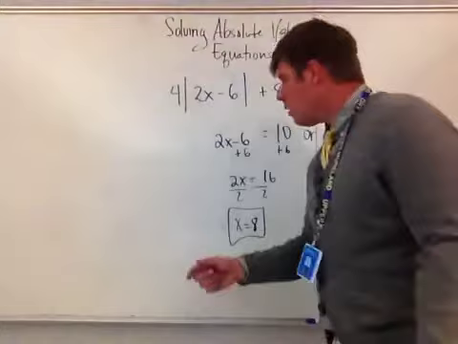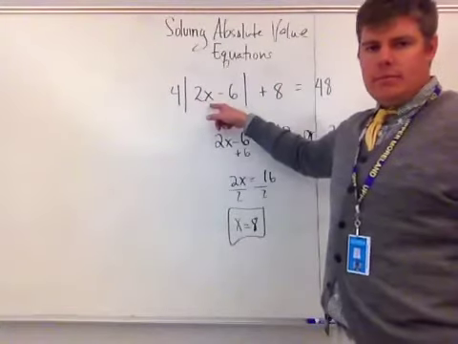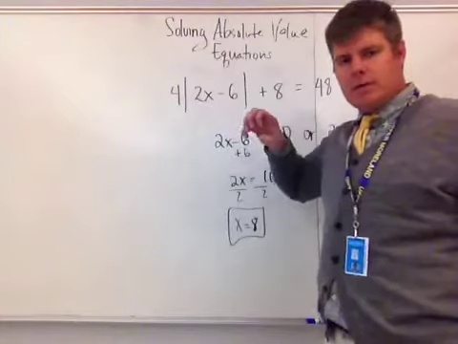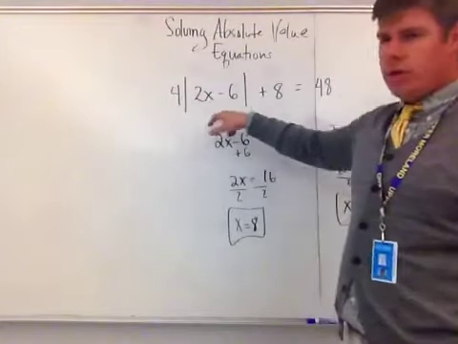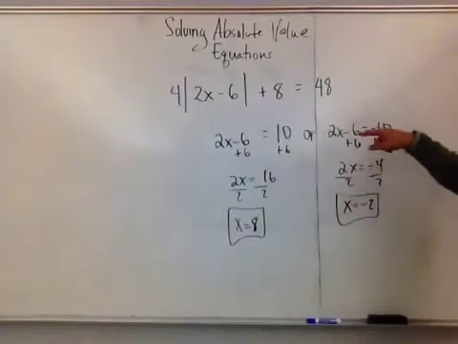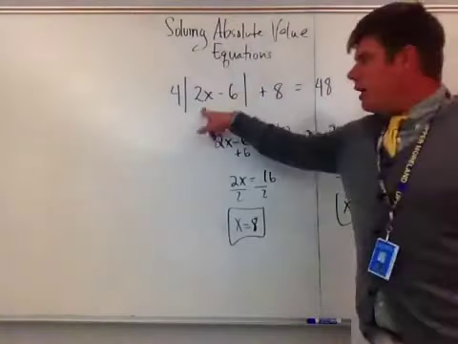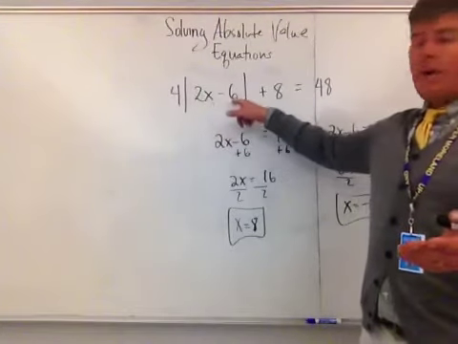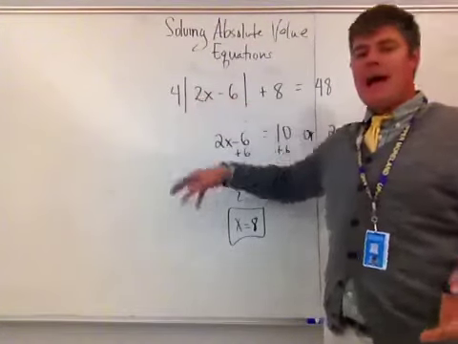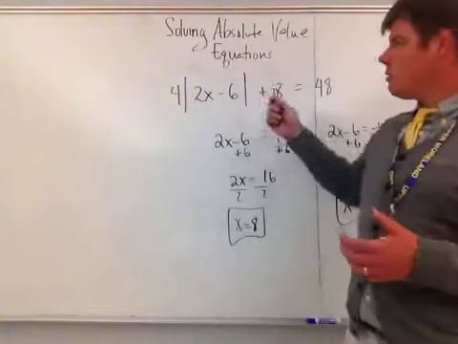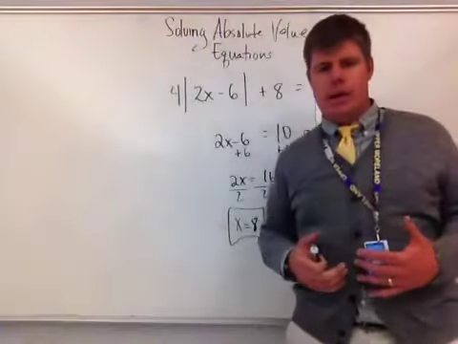So 2 times 8 is 16. 16 minus 6, positive 10. Absolute value of positive 10 is positive 10. So 4 times 10 is 40 plus 8, 48. Perfect. This one, negative 2. If I plug it into the original statement, 2 times negative 2 is negative 4. Negative 4 minus 6 is negative 10. The absolute value of negative 10 is positive 10. So 4 times positive 10 plus 8 is 48.